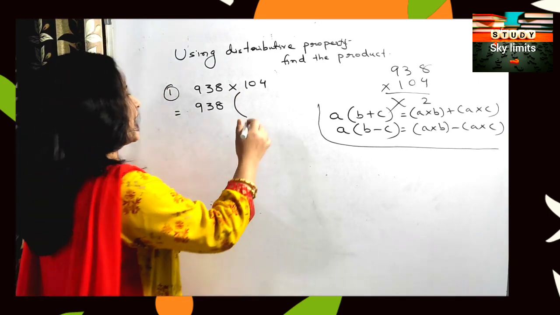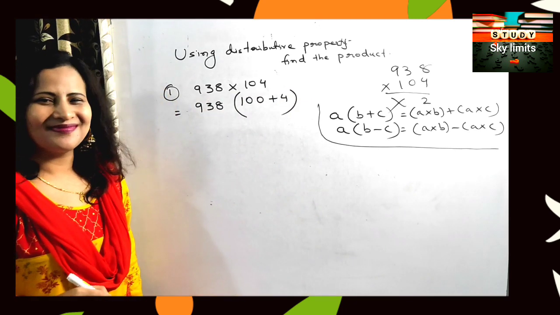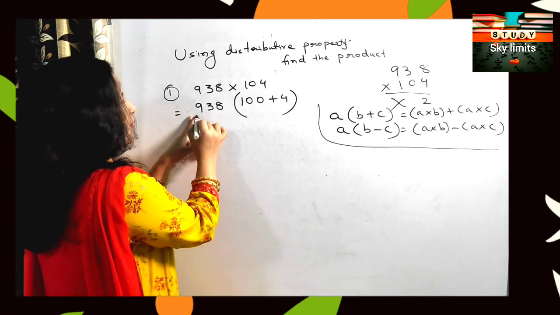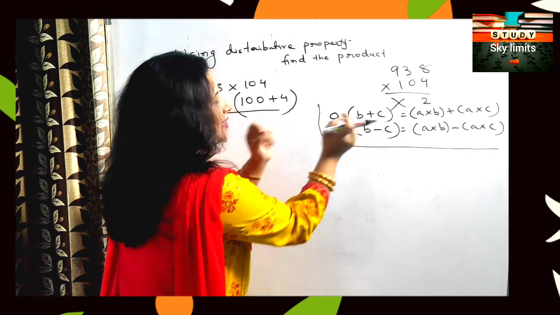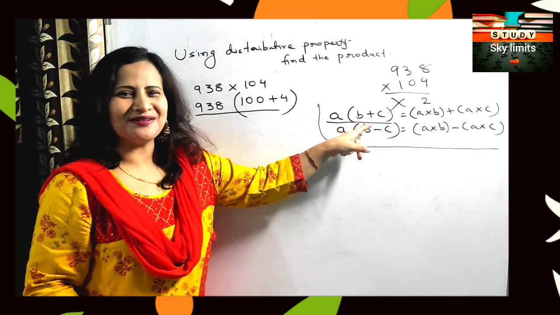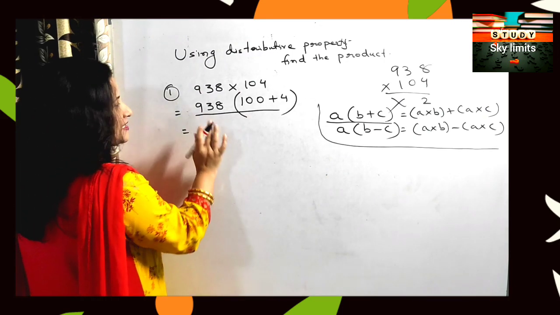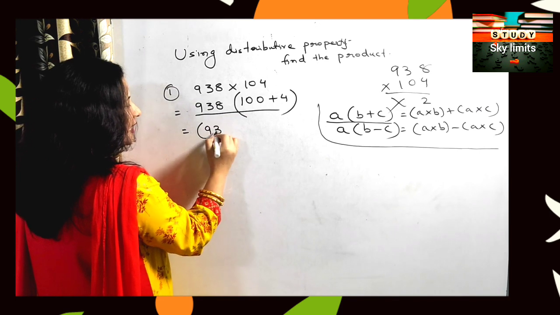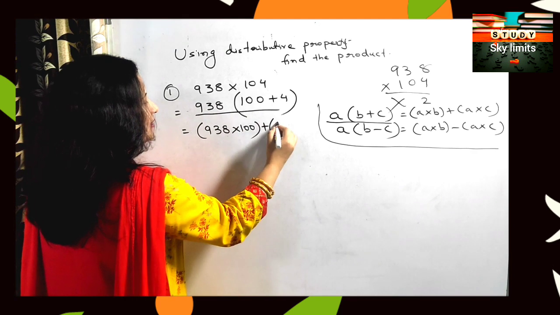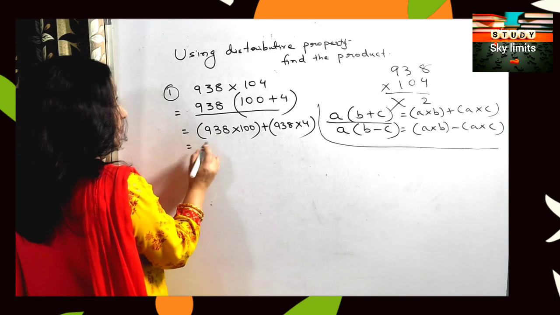When I split 104, I can write it as 100 plus 4. 104 is the same as 100 plus 4, or not? Now I have brought this into this form: distributive property of multiplication over addition. Now it's easy for me to solve. It means that 938 is first multiplied to 100, then 938 is multiplied to 4. So now this is simple.